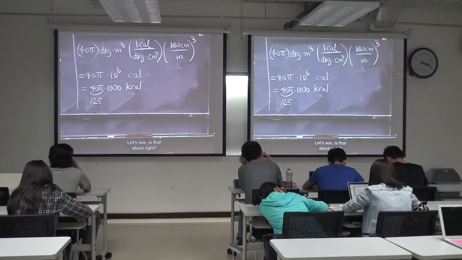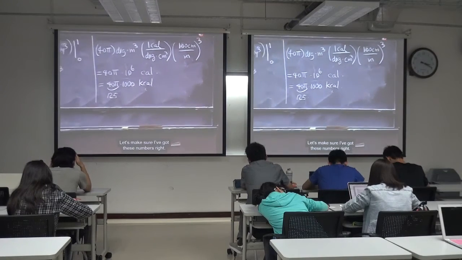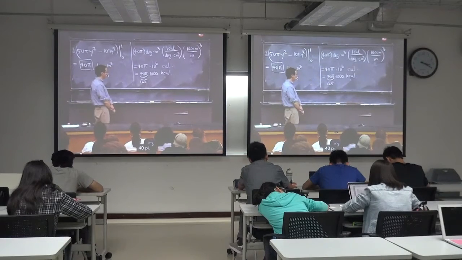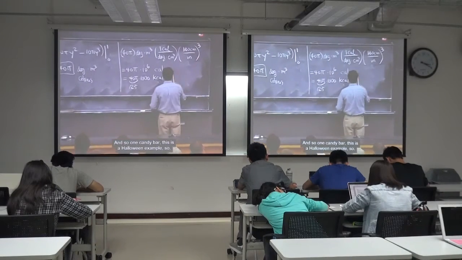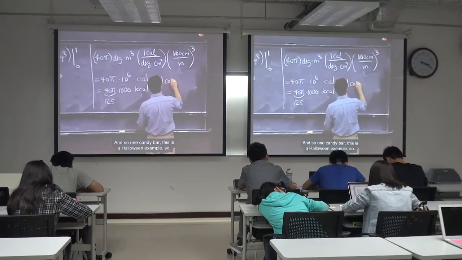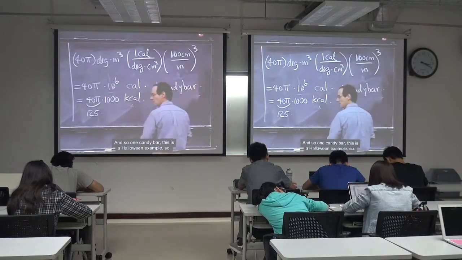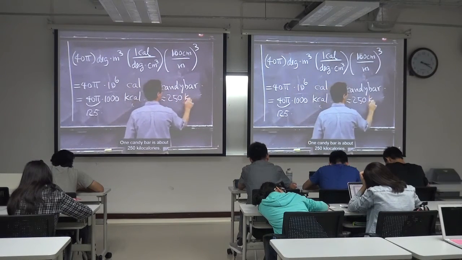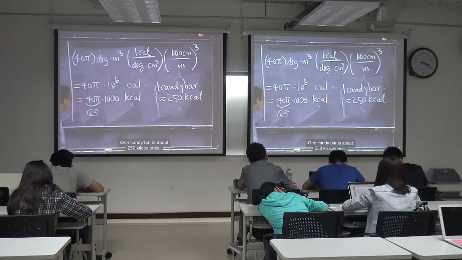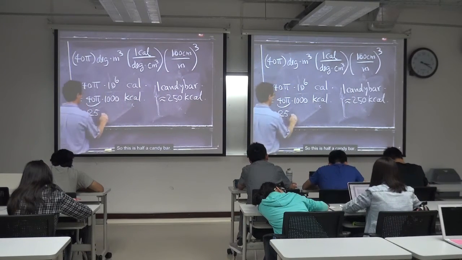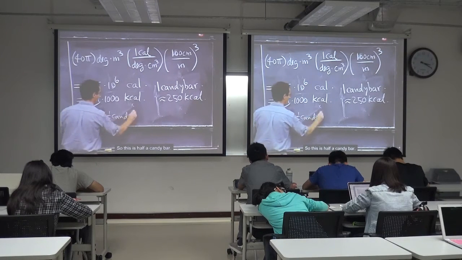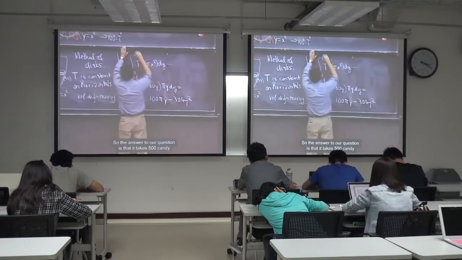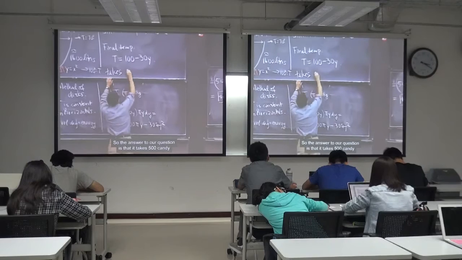Let's see, is that about right? Let's make sure I've got these numbers right. Yeah, this is about 125, 40 times pi. And so one candy bar, this is a Halloween example. One candy bar is about 250 kilocalories, right? So this is a half a candy bar.